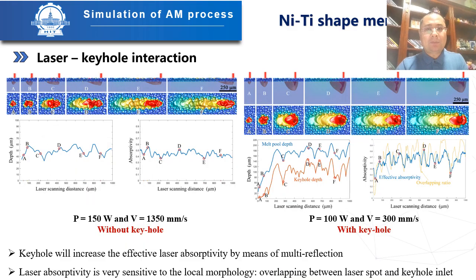After validating the model parameters, we studied the intricate interaction between the laser and the material, particularly in relation to the keyhole phenomena. Our simulation reveals that the presence of a keyhole amplifies the effective laser absorptivity through multi-reflections. However, it's worth noting that the laser absorptivity isn't solely governed by the keyhole. It's highly sensitive to the local morphology. Additionally, the degree of overlap between the laser spot and the keyhole inlet also plays a significant role.